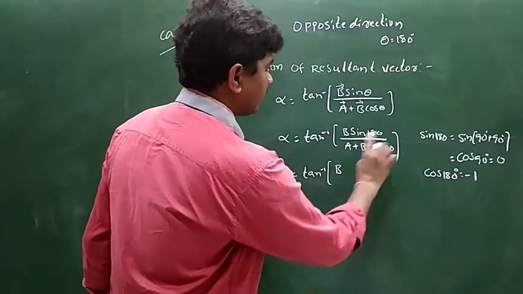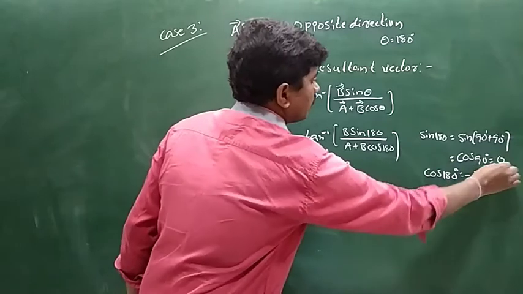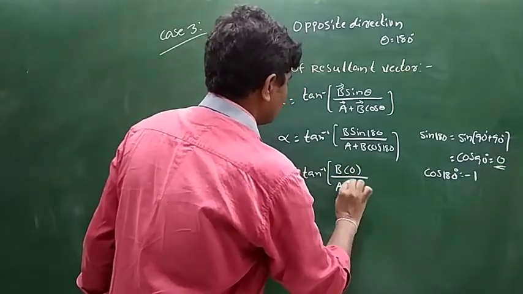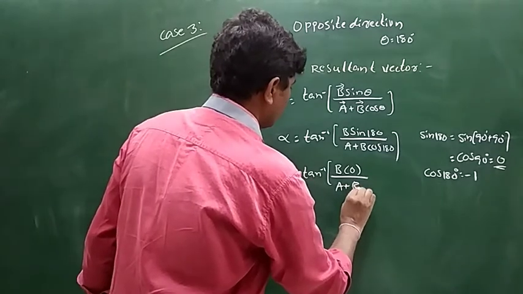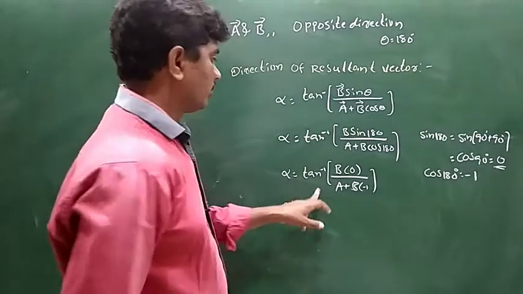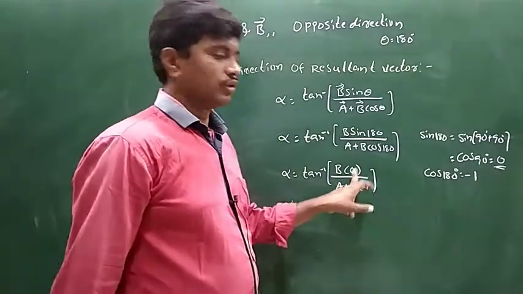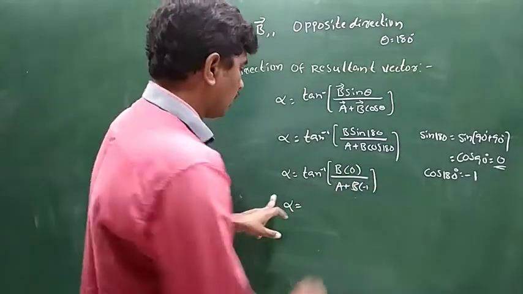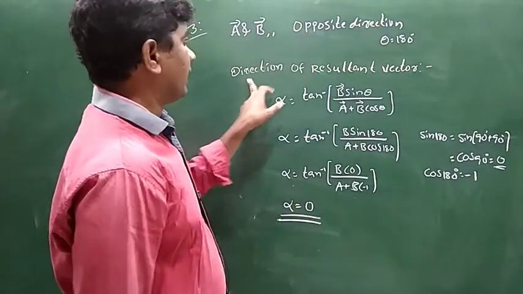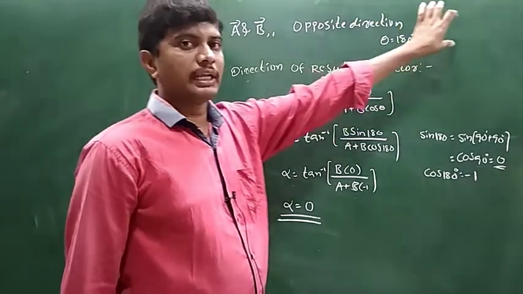Substituting this equation, therefore alpha is equal to tan inverse of b sin 180 degrees, which is 0, by a plus b into minus 1. Alpha is equal to tan inverse of b into 0, which is 0. 0 by something is equal to 0. So, alpha is equal to 0 degrees. This is the direction of the resultant vector for two vectors in opposite directions.